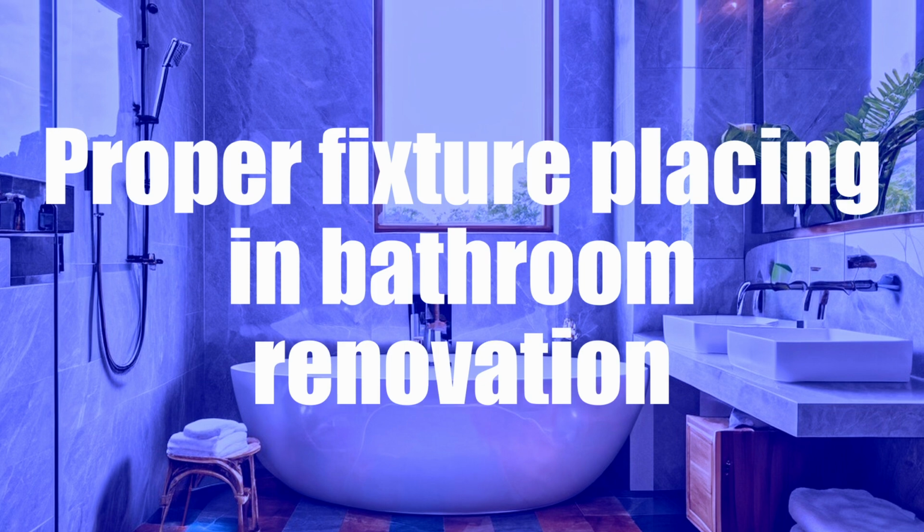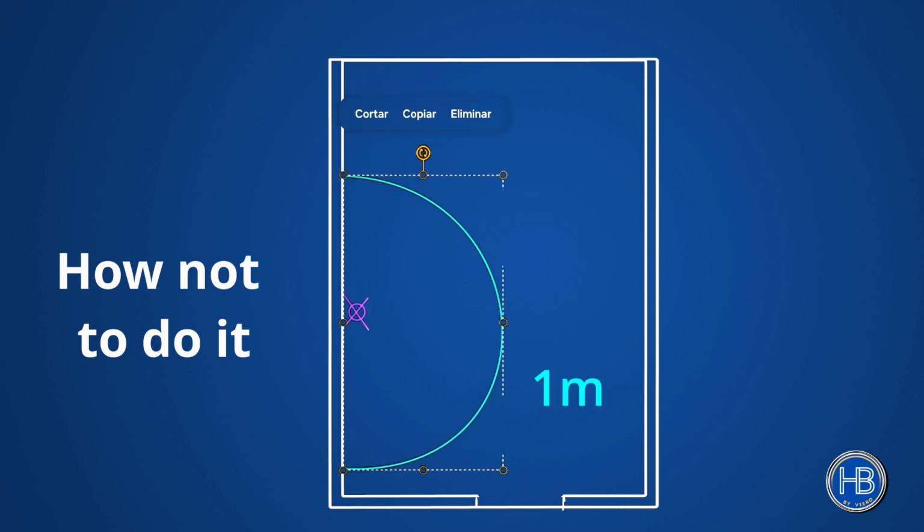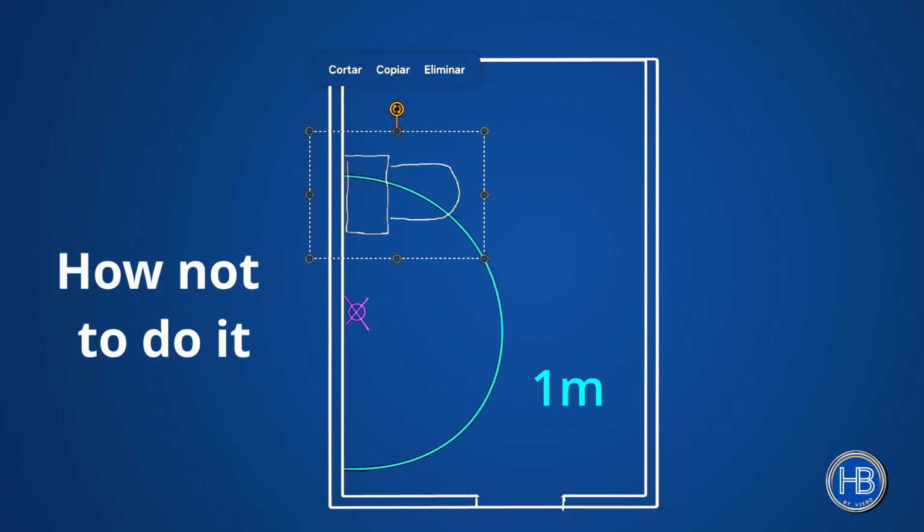Proper fixture placing in bathroom renovation. But first we have to talk about a topic that kept hanging in the last video. Where do we place all the items? Toilet. As we have discussed before, when renovating a bathroom, you should try to avoid moving the waste pipe for the toilet. Ideally, you shouldn't move the toilet more than 1 meter away from this pipe.